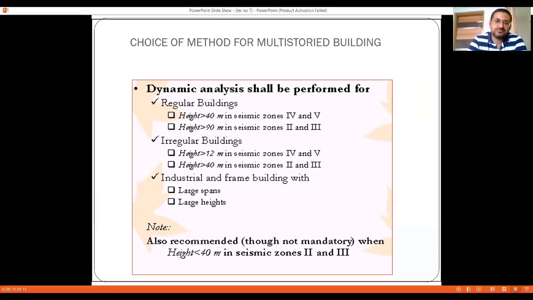So this is a snapshot taken from IS 1893-2002, where the parameter was the height, considered at a minimum of 40 meters. Any structure above 40 meters has to be analyzed by the dynamic analysis method. However, in the 2016 code, this particular clause has been modified, and now, irrespective of the size or height of the building, it is suggested that dynamic analysis should be performed in order to achieve accurate results.